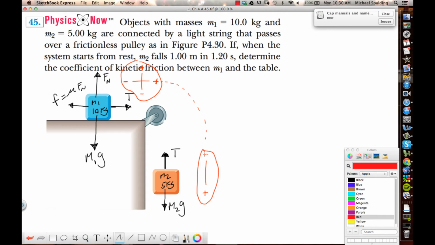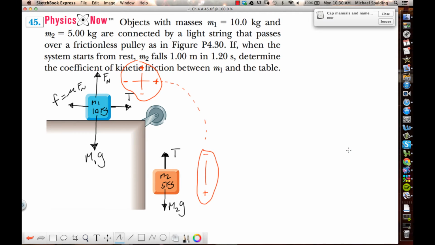Any questions up to this point? You've got to set everything up so you can see the forces. If you can't see the forces, you're not going to get the question correct. All right, so now for M1, what are we going to do? Oh, and I should add one other thing here. What's the acceleration of both of these masses? We already calculated it. 1.38. That's our acceleration for both masses.